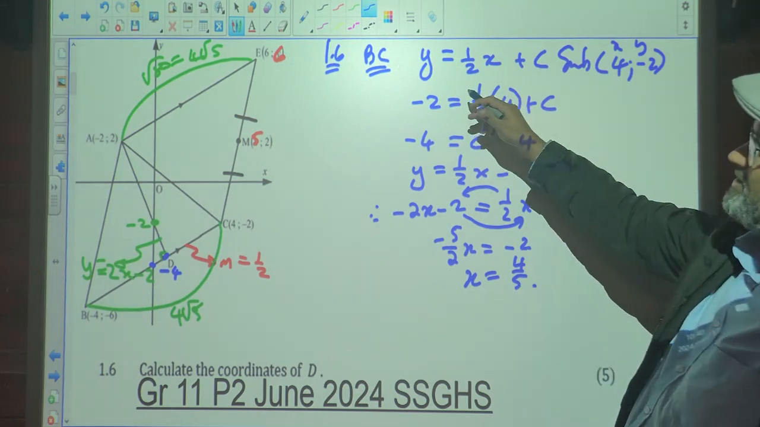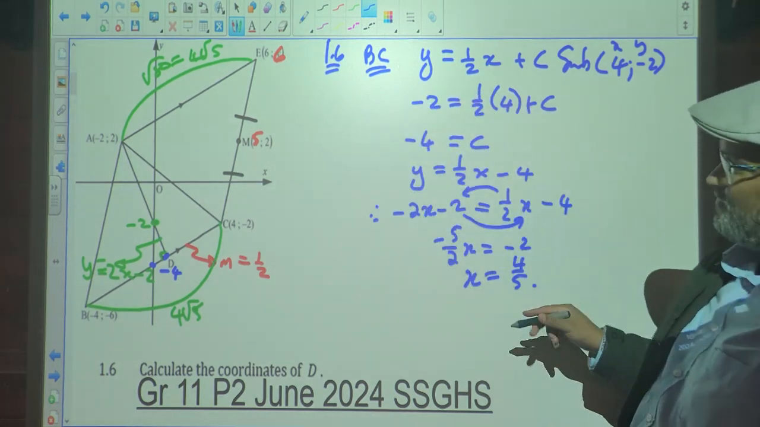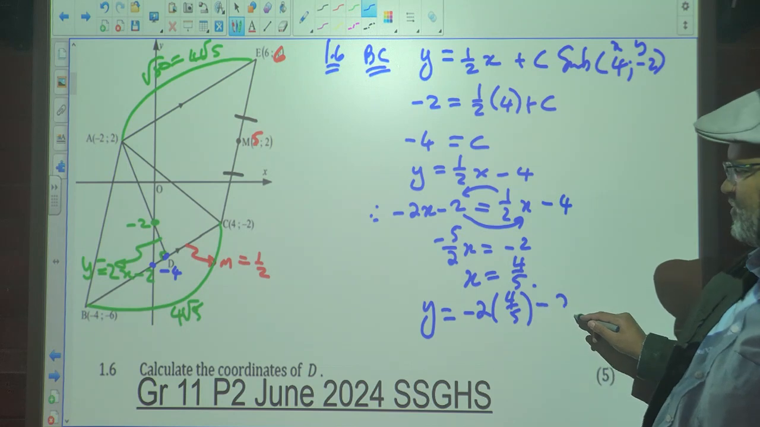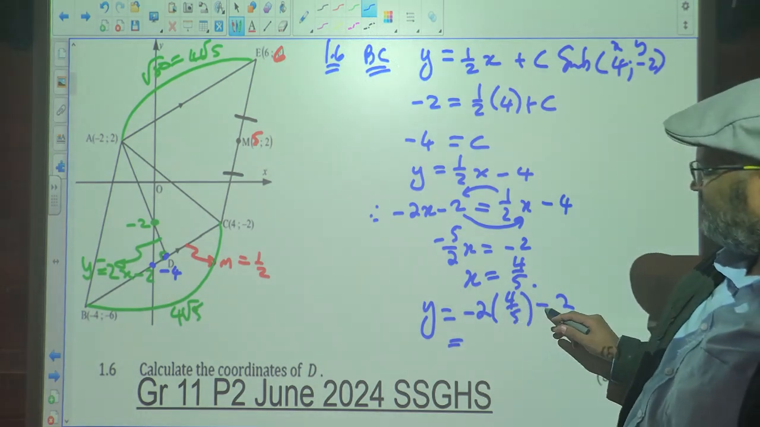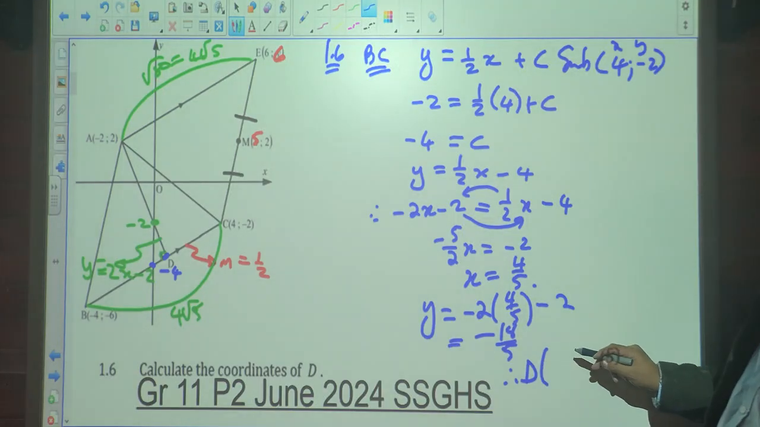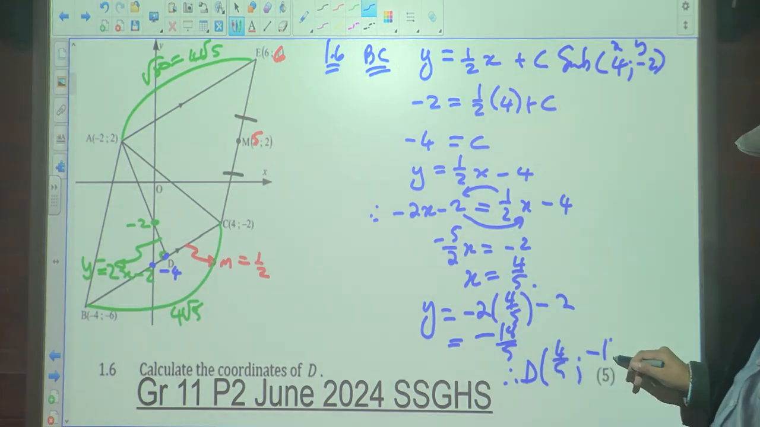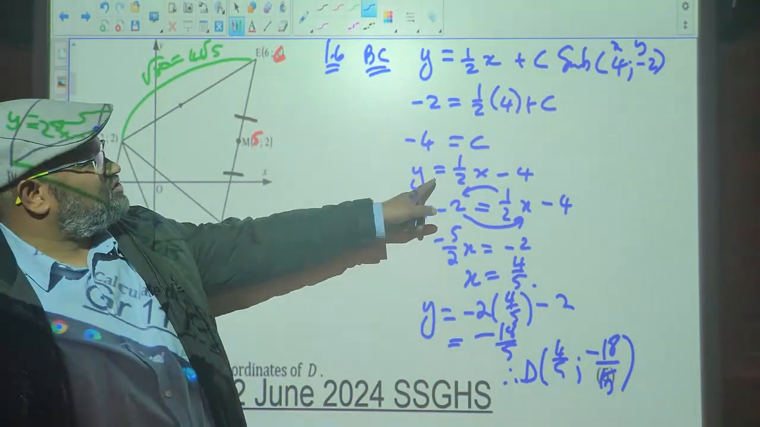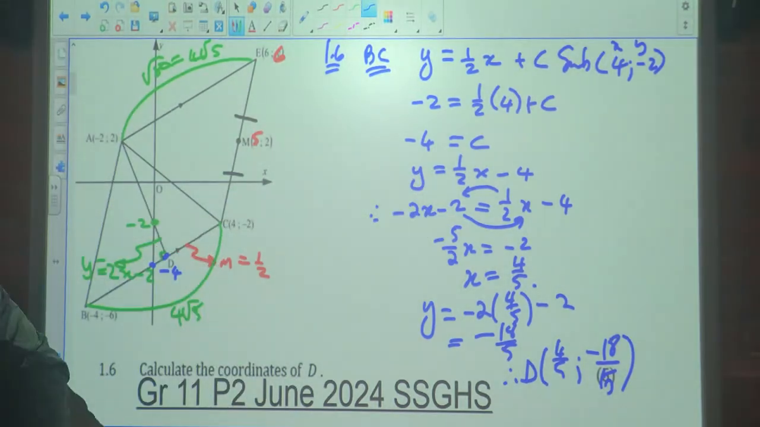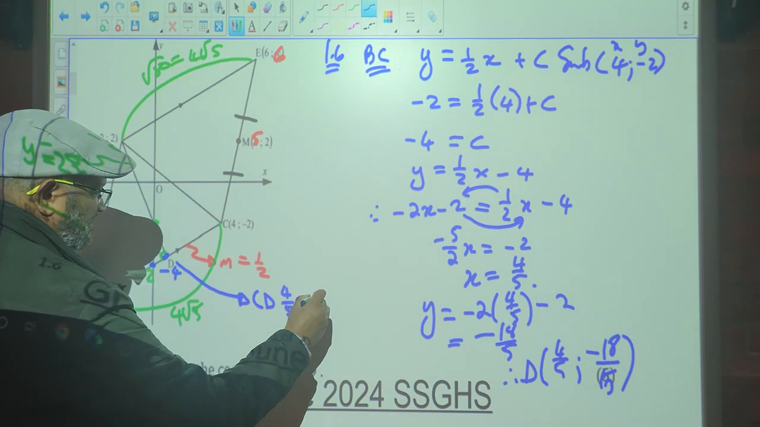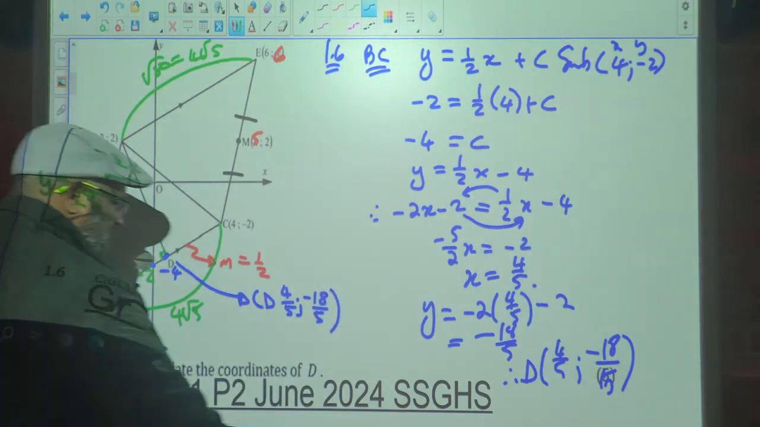You can sub this either into the equation of BC or AD. I'm going with AD. So y is equal to negative 2 times 4 over 5 minus 2, which is negative 8 over 5, minus 10 is negative 18 over 5. Therefore D is 4 over 5 and negative 18 over 5. Okay, if you had substituted into the equation of BC, you should get the same solution there. I'm going to write this in. So D is going to be 4 over 5 and negative 18 over 5.